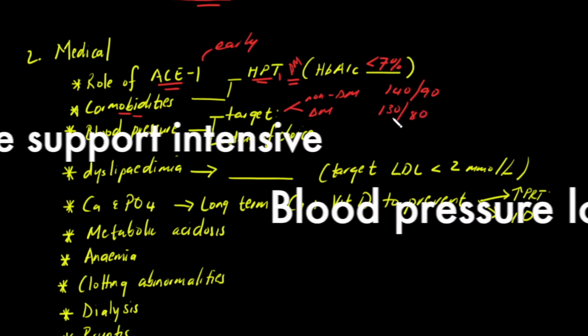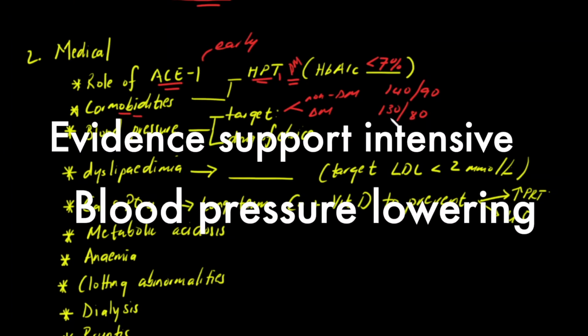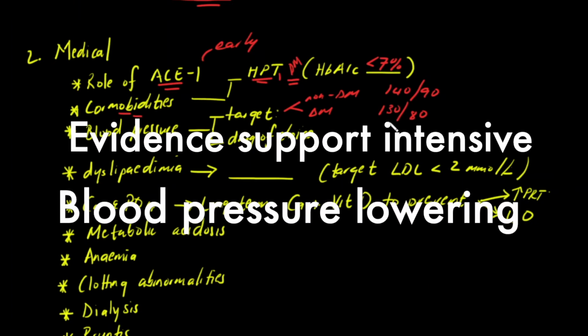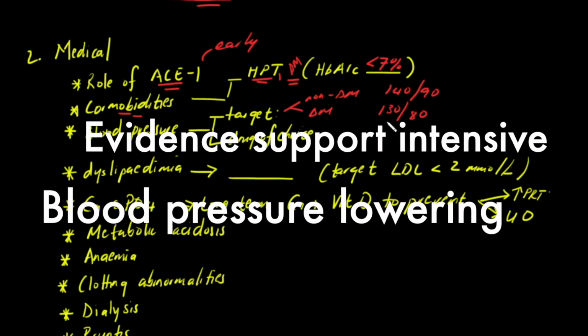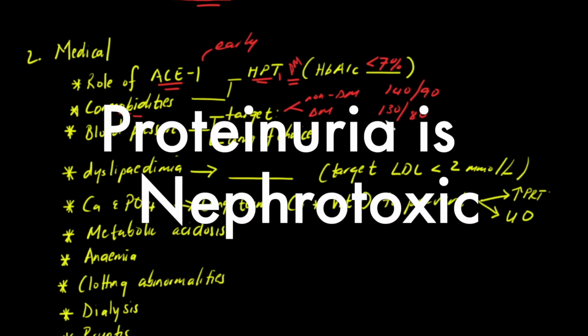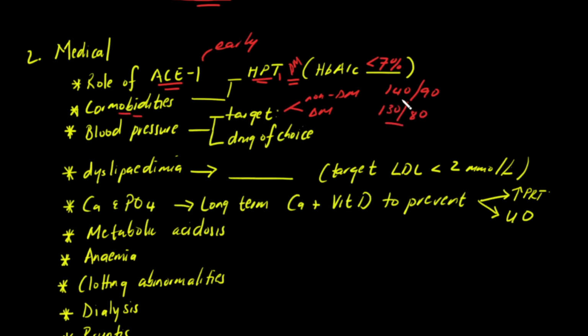Recent articles always say it's more important to have more intensive blood pressure lowering as opposed to not lowering aggressively. You need to be very aggressive in this way. You need to prevent progression to end-stage renal disease, especially if the patient has proteinuria. Remember, proteinuria is very nephrotoxic, and you worsen the outcome in patients. So that's why you have to be very, very aggressive with your blood pressure monitoring.